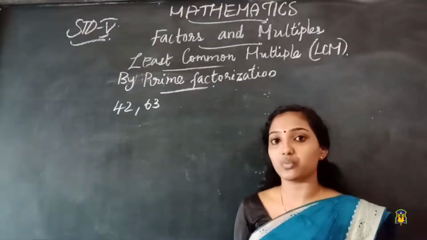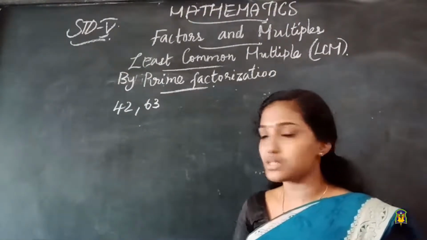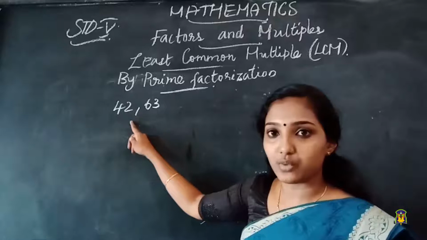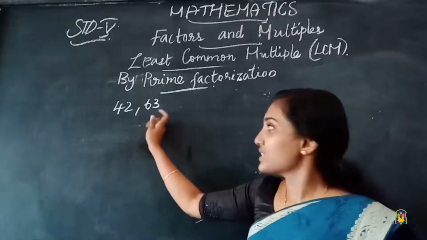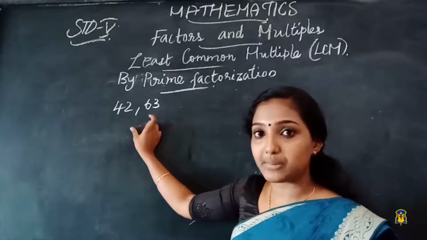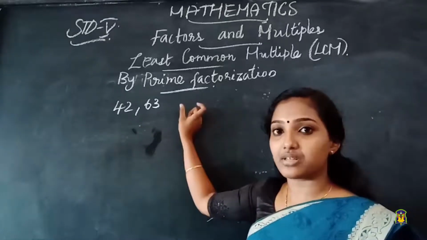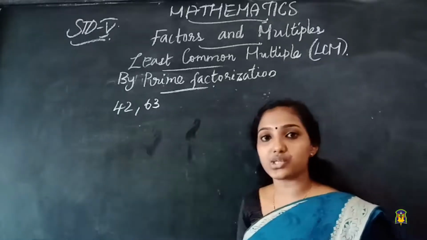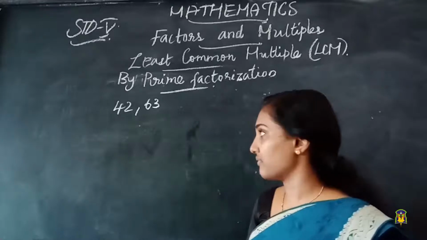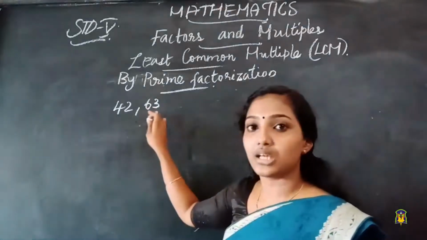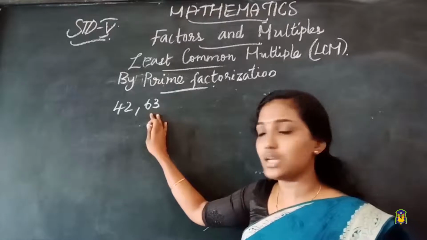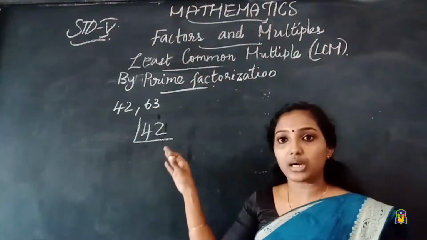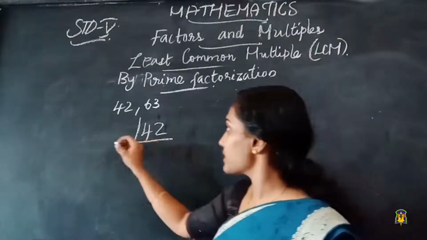Now let's see how we are going to find the LCM of two numbers using prime factorization. Here we are given two numbers, 42 and 63, right? We have to find the LCM of these numbers by prime factorization. We already studied how to do prime factorization, right? For finding the HCF also, we have seen the same method. First we take each number at a time and do the prime factorization of these numbers. So first I am going for 42.